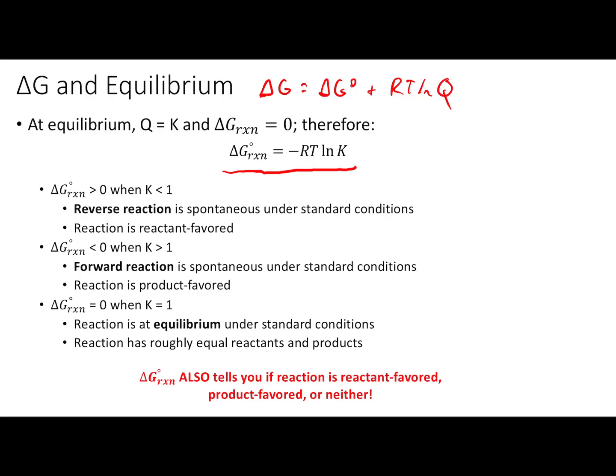The final scenario occurs when delta G0 equals 0, and this only happens when K equals 1, which means the reaction is at equilibrium and we have relatively equal amounts of reactants and products. At standard conditions, it is possible to predict using delta G0 the spontaneity of a process. Deviating from standard conditions, however, we will need to return to our original equation, delta G equals delta G0 plus RT natural log of Q. Let's synthesize these ideas in a couple of problems.